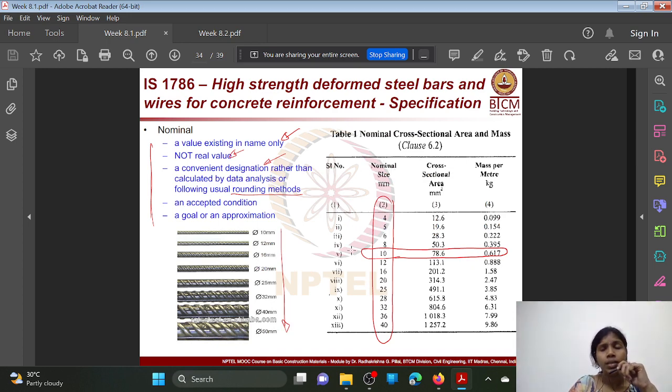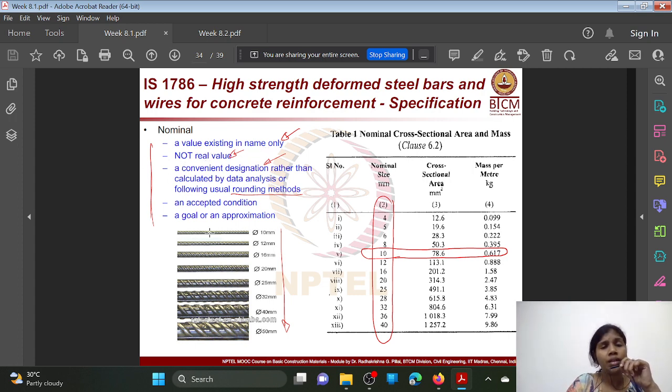And see here, these are the available nominal sizes and the cross sectional areas, and this is the mass per meter in kgs. Okay, these are all the different sizes which are available, and here the nominal size is nothing but a rough idea, like the diameter will not be exactly equal to 4 mm, a value existing in name only but not a real value.